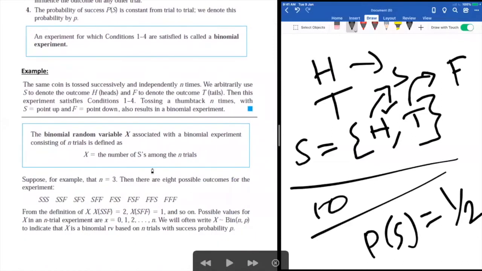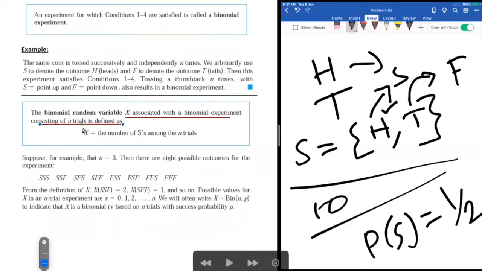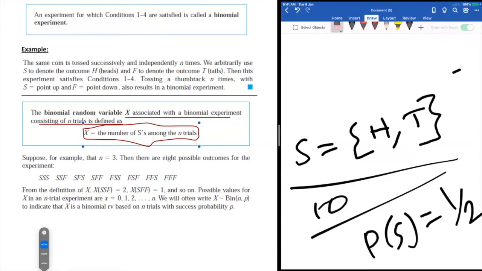Now the binomial random variable. The binomial random variable capital X associated with a binomial experiment consisting of n trials is defined as capital X, the number of S among the n trials. That means the number of successes among the n trials. The total number of successes in n trials is equal to the random variable X.